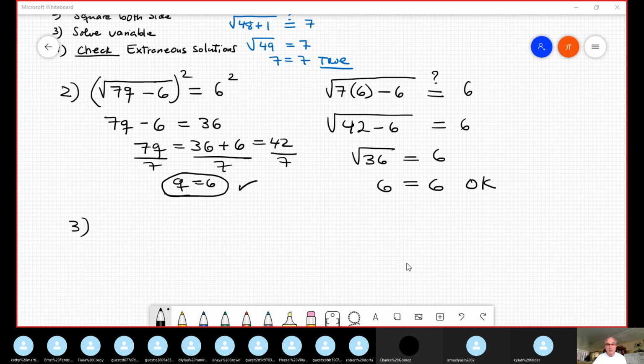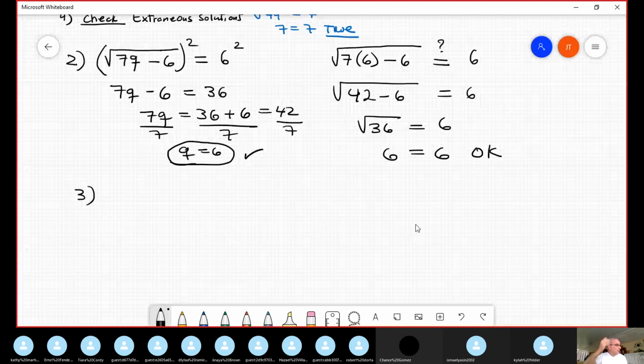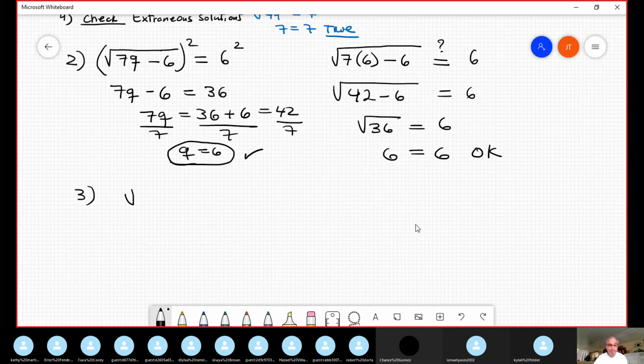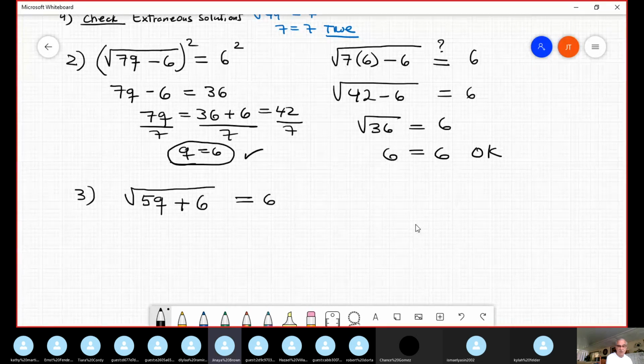Okay, number 3 is similar. Number 3 is square root of 5q plus 6 equals 6. I am doing the problem in one package I sent yesterday. Did you receive, right? The package yesterday. Yes.